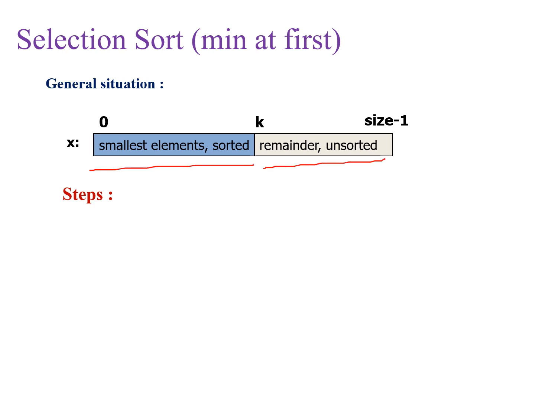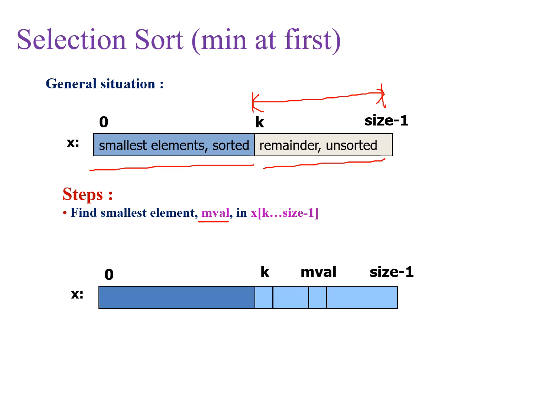So 0 to k is sorted, so nothing to do about that. You will start from k to size -1 and you will sort this part. So in this case, what is happening? First, you will find the minimum value between the kth position and size -1. Now you will swap this minimum value with the kth value and you will perform this operation till the end.